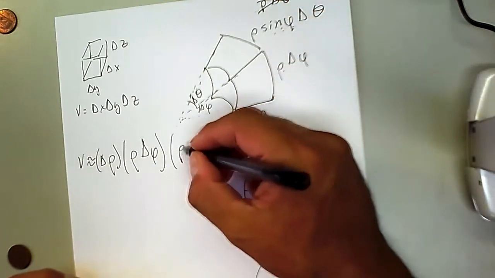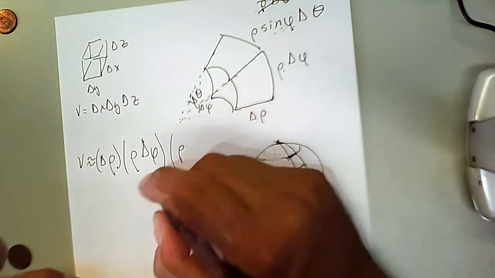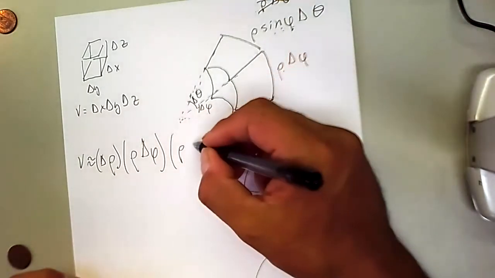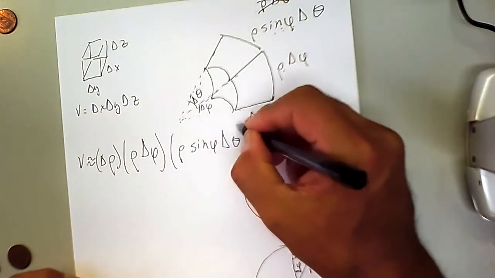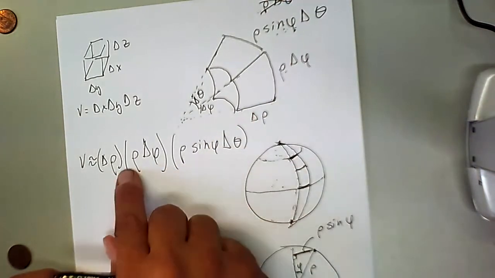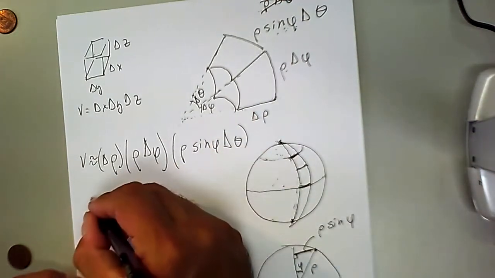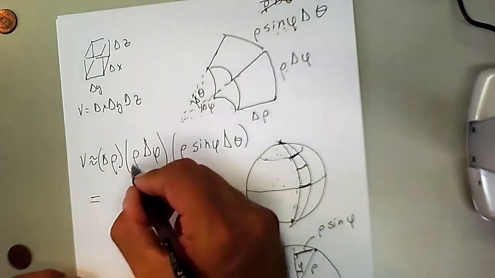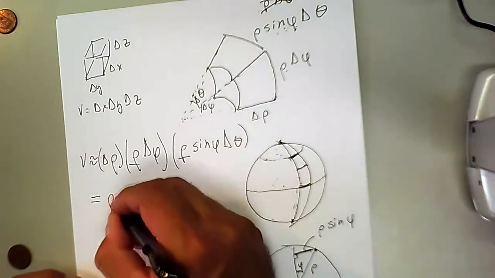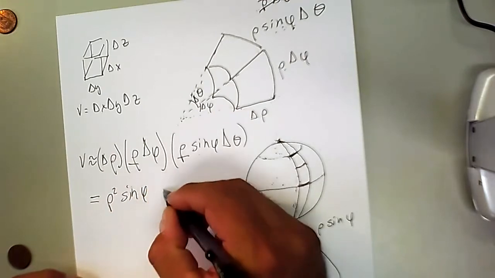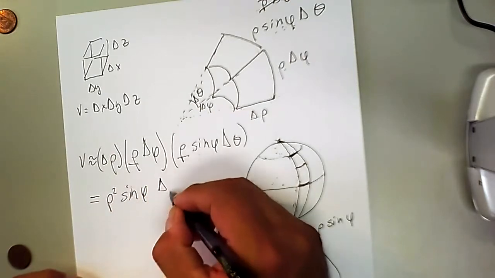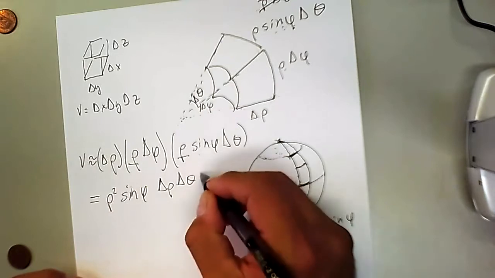Anyway, so this is rho, rho sine phi delta theta. This is a multiplication. We're going to put all the deltas on the right. So this is equal to rho squared and sine phi. And then we can multiply by delta rho, delta theta, delta phi.